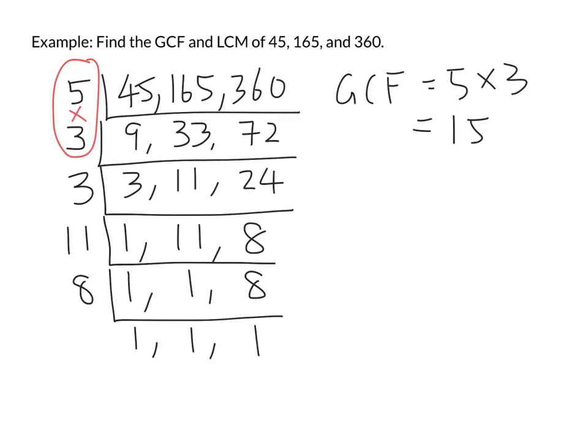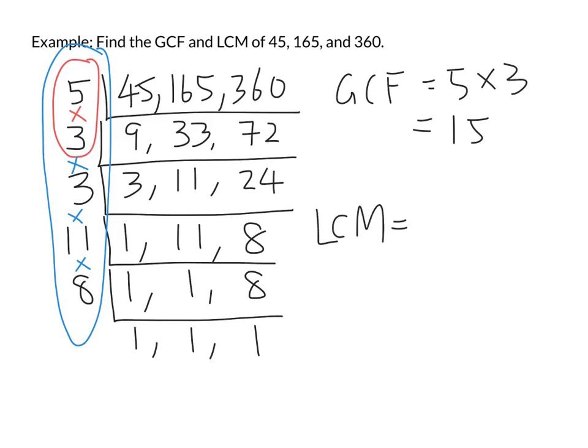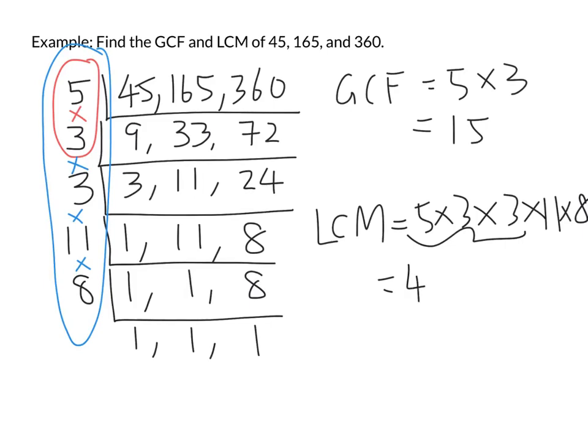So very nicely, the LCM of those numbers will be the product of all the numbers here. So the LCM will equal 5 times 3 times 3 times 11 times 8. And if you work it out, 5 times 3 times 3 will be 5 times 9, which is 45, times 88. And that would give me 3,960.